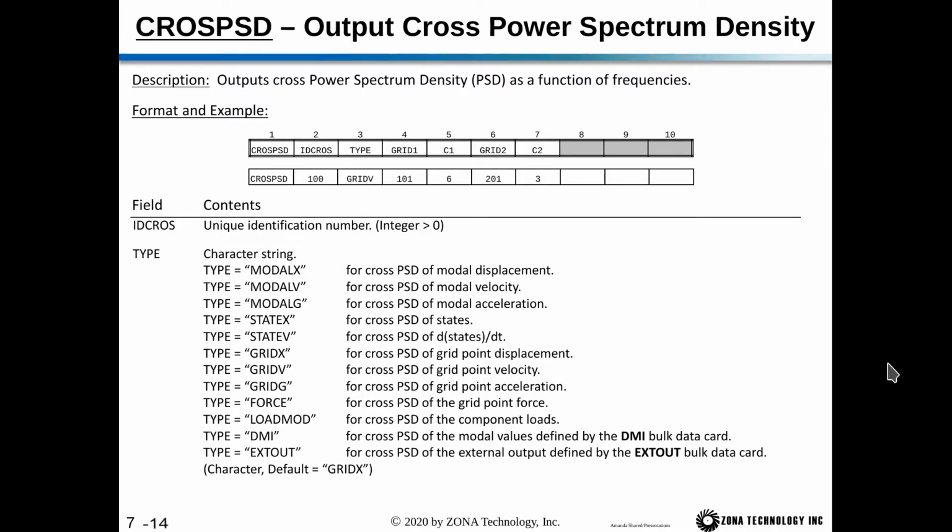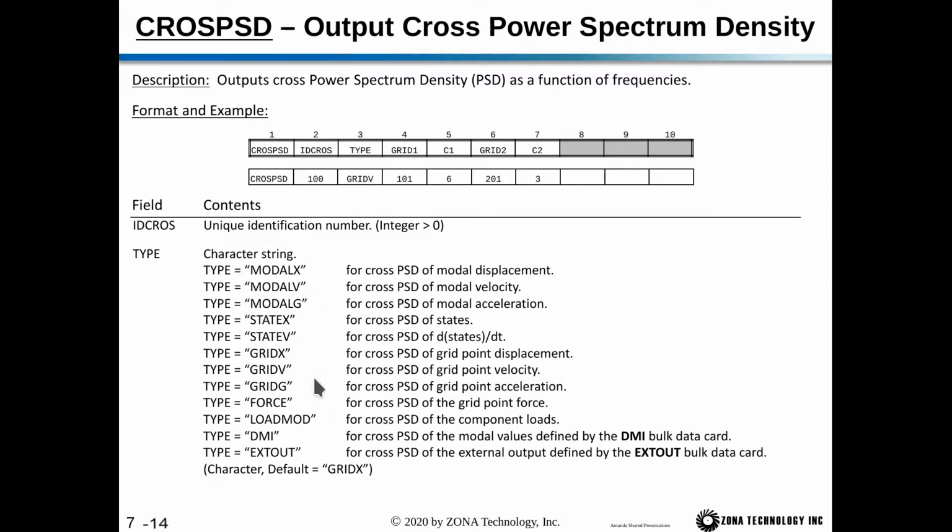Next, we have the CROSPSD bulk data card. ID cross is the identification number. Next, we have type. So type, much like the MLD print card, can be modal X, modal V, modal G, state X or state V, grid X, grid V, grid G, force for a grid point force, load mod for component load through the load mod definition, DMI or EXT out. And note that for the CROSPSD, both the X and the Y must be the same type.